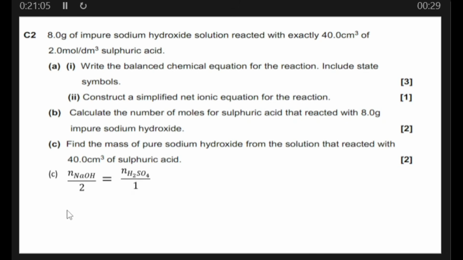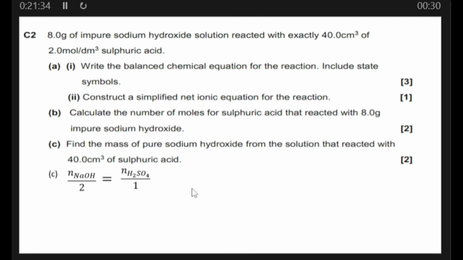So what we are interested in here is to find the mass of pure sodium hydroxide. For you to be able to know the mass of pure sodium hydroxide, you must calculate the number of moles of sodium hydroxide in this reaction, the ones that reacted, and they are the ones that will help you to calculate the mass. So from here, what do we know? We know the number of moles of sulfuric acid, which we just calculated here, which was 0.08 moles.